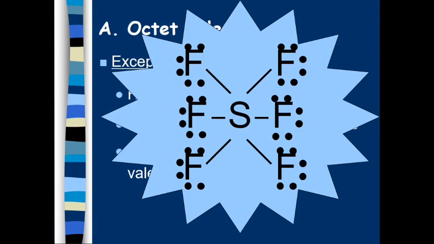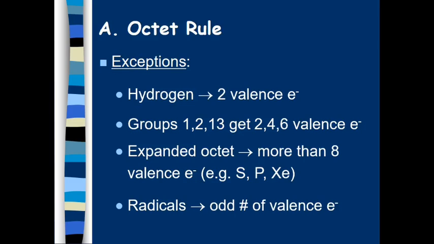Again, you'll learn these. The last exception is radicals. This is where you have an odd number of valence electrons. I can tell you right now, and what we're going to do in this chapter, whether it's classwork, homework, quiz, test, I will never give you a radical. So one of our steps is counting valence electrons. If you ever come up with an odd number of valence electrons, you have done something wrong because I will not give you a radical.